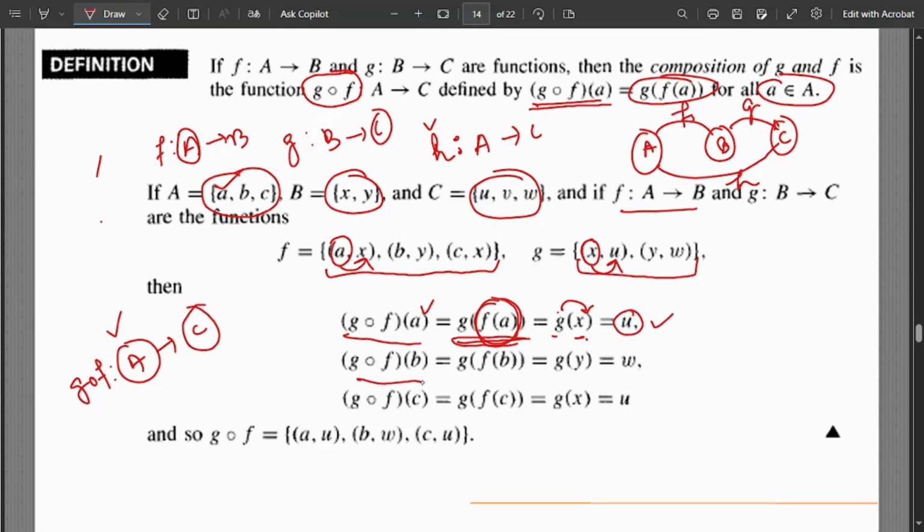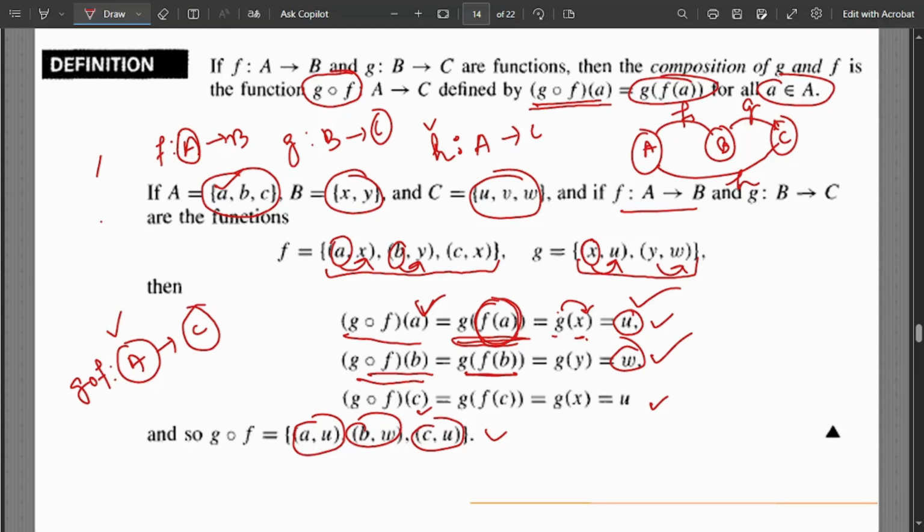Similarly, for the case b, g of f of b: the image of b is y, and g of y will be w. So for a we have image v, for b we have image w, and for c we have image u. So a to v, b to w, c to u. So this is the composition of two functions.